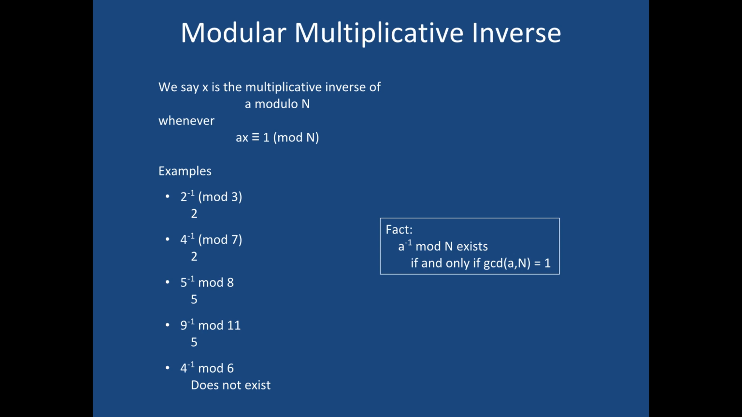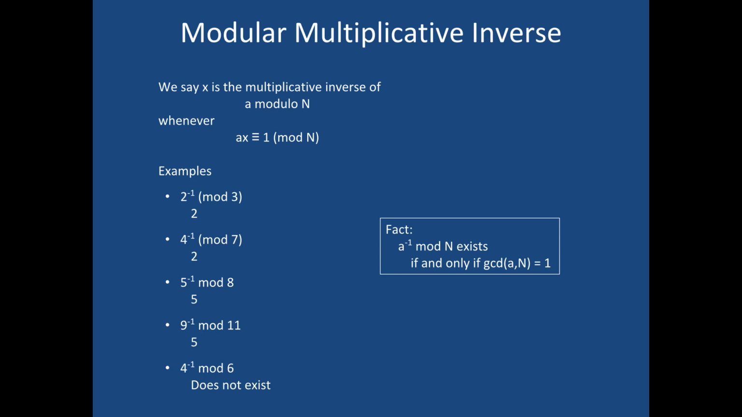We could also pose a problem of finding multiplicative inverses, forget the modular part, over the integers. But it wouldn't be very interesting because the only two numbers that have inverses are 1 and -1. None of the other numbers have inverses. But with modular multiplicative inverse, there are cases where the inverse does not exist. So for example, 4 does not have an inverse mod 6.